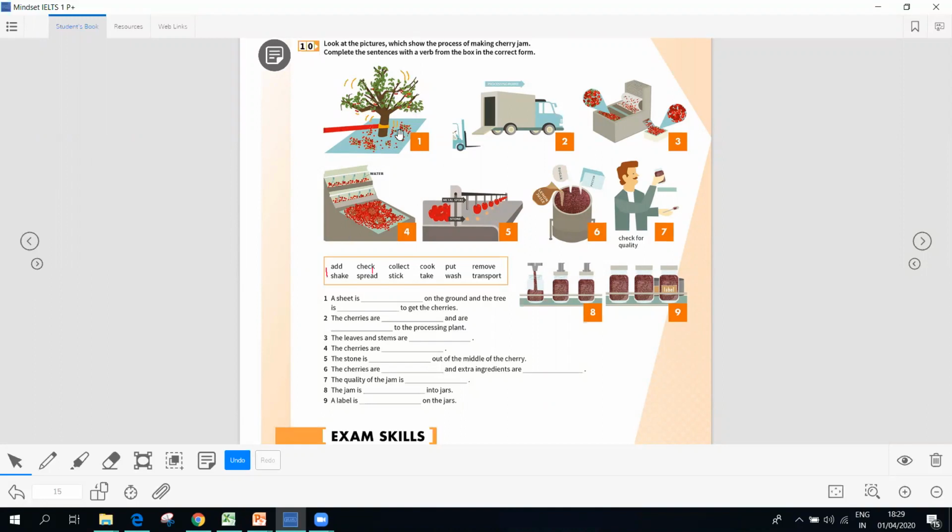Okay, I'll do an example for you for the first picture. What do you see here? There's a sheet, and there's a tree. When you look at the picture carefully, you can see that the tree is shaken for the cherries to fall down. Let's see here. A sheet is dash on the ground. So what verb will you pick from here to complete this gap? A sheet is spread on the ground.